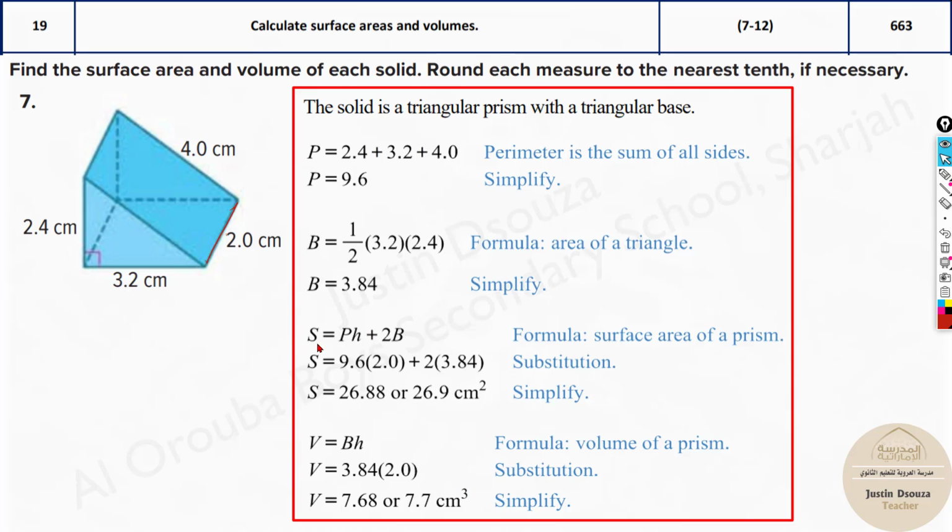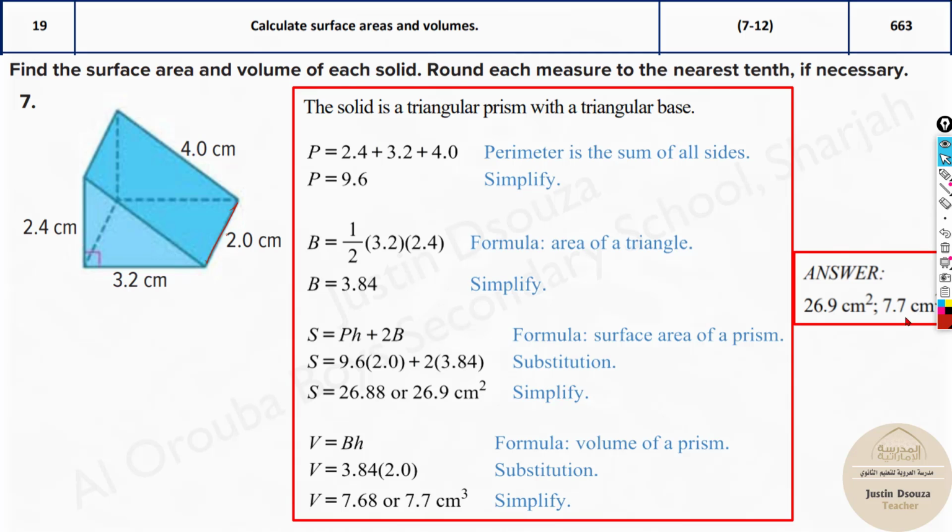But the surface area is very important, because surface area is basically all the surfaces. You can see these all surfaces, right? We need to find that. So this is given by the formula 2 times base, and then we have height times the perimeter, and that will give us the surface area. It's all substitution. Once you find the perimeter, the base, substitute it over here, you will get the answers.